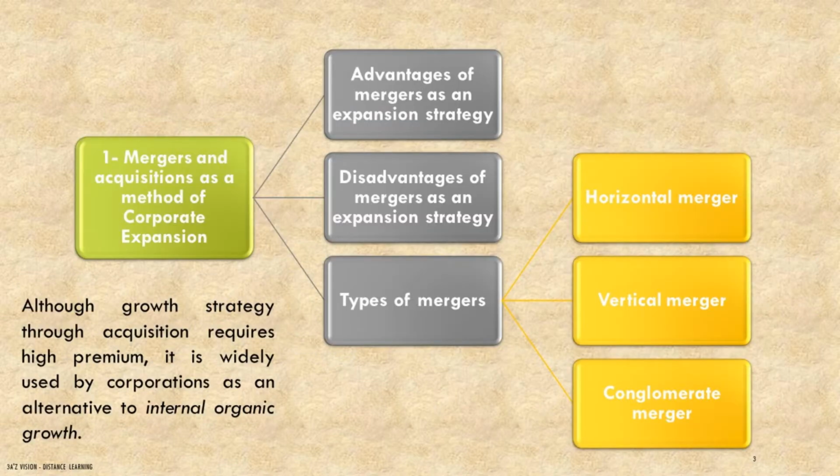Mergers and acquisitions as a method of corporate expansion. Although growth strategy through acquisition requires high premium, it is widely used by corporations as an alternative to internal organic growth. There are some advantages and disadvantages of mergers as an expansion strategy, and there are 3 types of mergers: horizontal merger, vertical merger, and conglomerate merger.